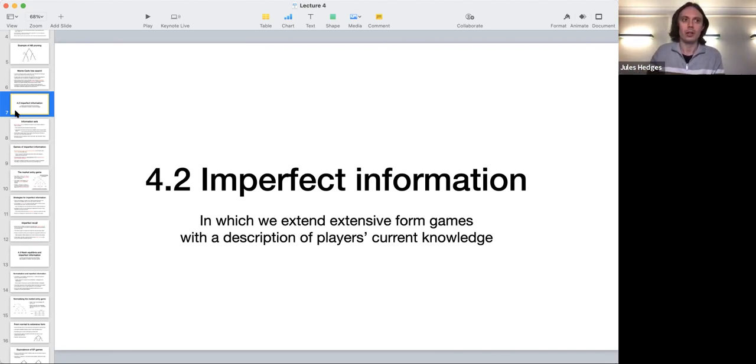So now we're going to do away with that assumption. We're going to be able to talk about games which have temporal dynamic structure, but also there are aspects of the game state that players are not aware of.